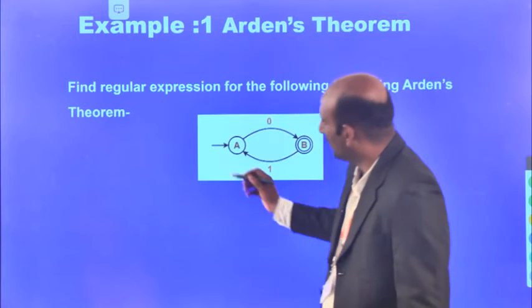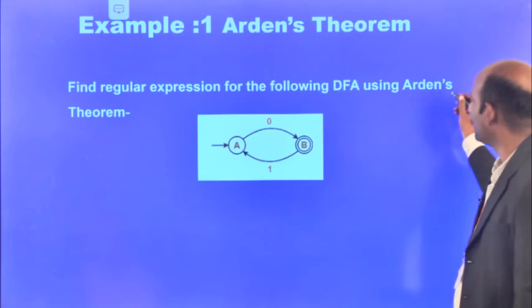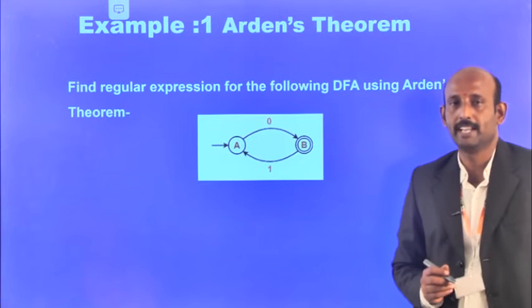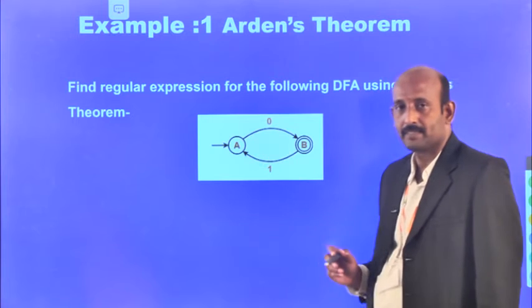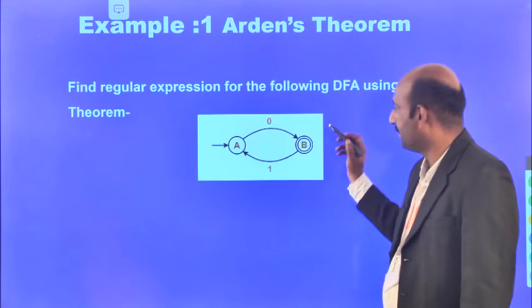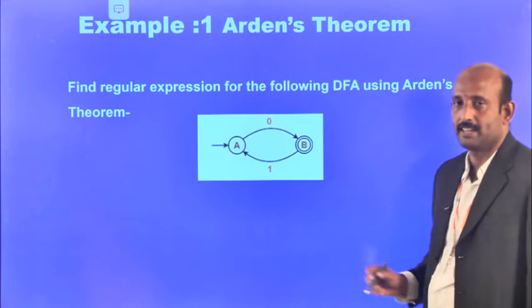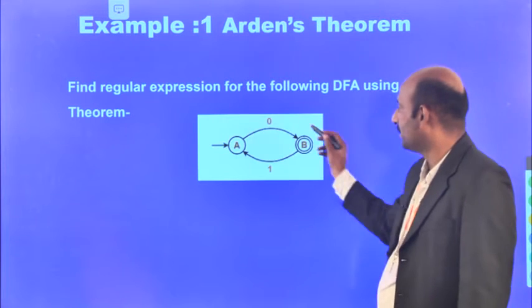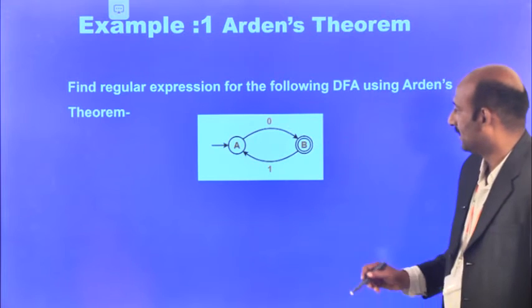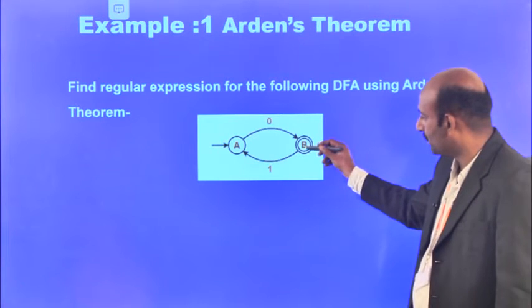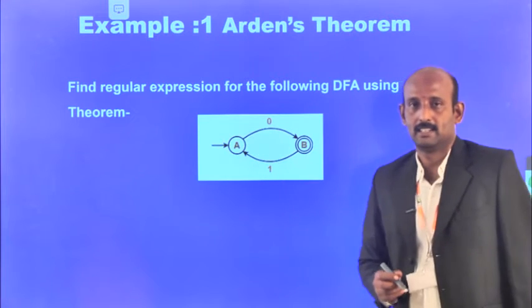First, we have to find the regular expression for the given DFA using Arden's theorem. What is this DFA? It has state A and state B, where state A is the starting state and state B is the final state. We have a transition from A to B on input 0. For state B, if you apply input 1, it goes to state A. So this is the given DFA.